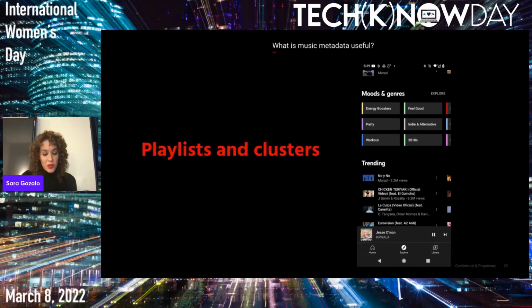It's also really useful to be able to create playlists and clusters around different moods, genres, or specific to the tracks, like all you want to know about this specific artist, or all you want to know about this release, or all the tracks that were released this year. All this is music metadata, and it allows us to create this kind of clusters that later we all consume.